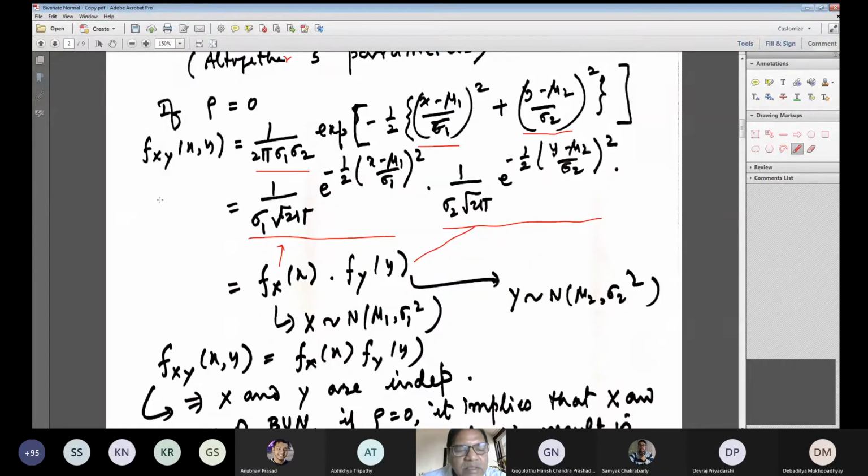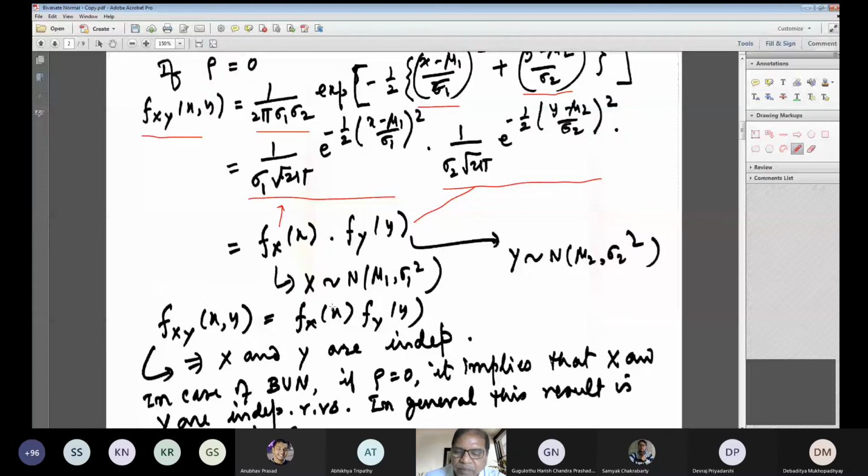So what is the result? The result is that we can write the joint density function as the product of the marginals. This is the joint density function when rho equal to 0, which we have factored into two parts, one for the marginal of x, another for the marginal of y. So it shows that when rho equal to 0, x and y are independent random variables.